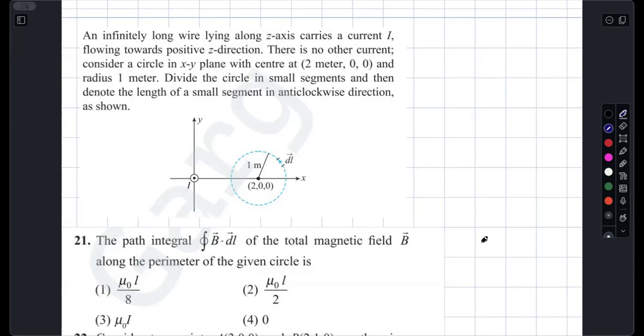An infinitely long wire lying along z axis carries a current.